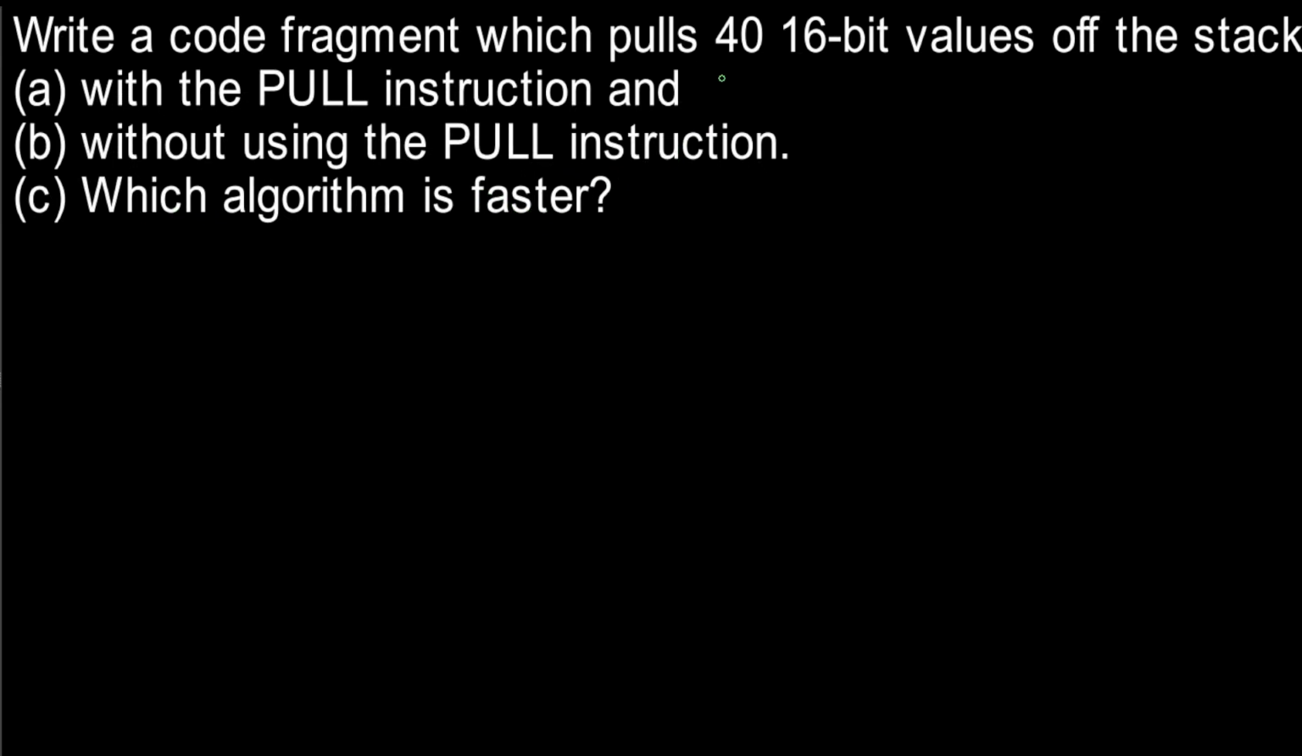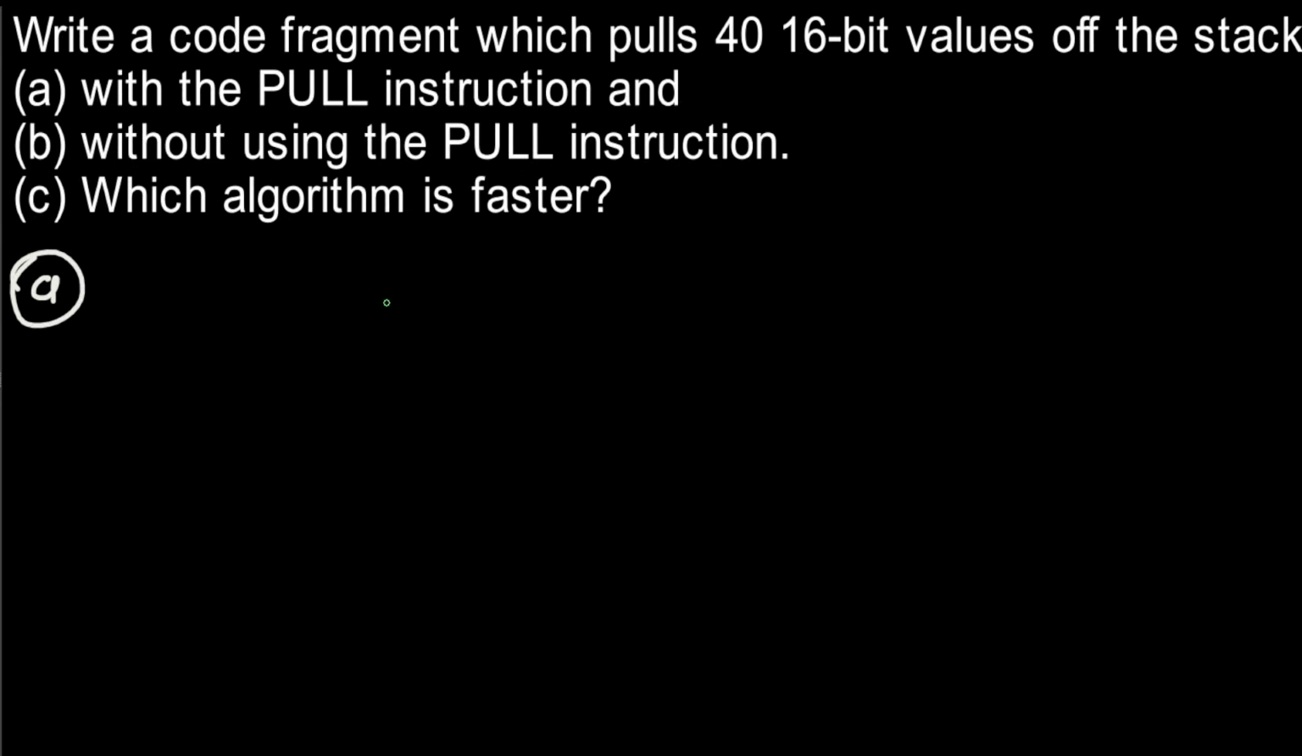So here what we have to do is pull 40 16-bit values off the stack. First one using the pull instruction, the second without using the pull instruction, and the third one is which is faster. Let's do the A part. With the pull instruction, we have to pull 40 16-bit values off the stack.